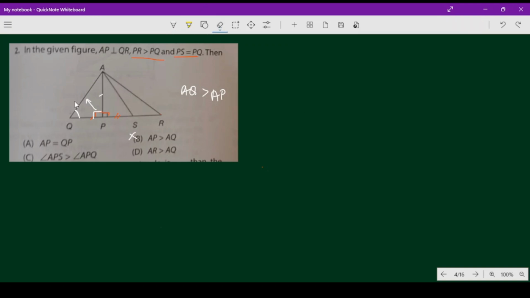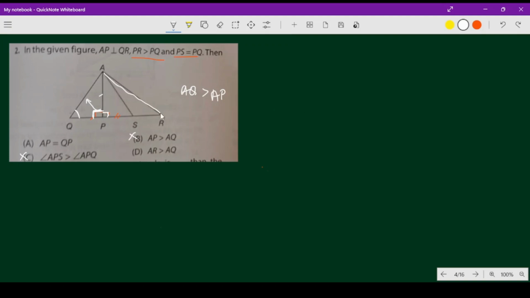If we look into option number C, they said angle APS is bigger than APQ. As this is an altitude, both of these angles should be 90 degree, both are equal. So this option is also incorrect. Now let's look into the fourth option which is given.